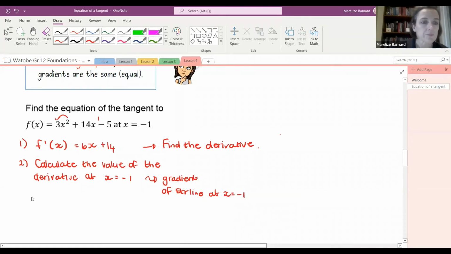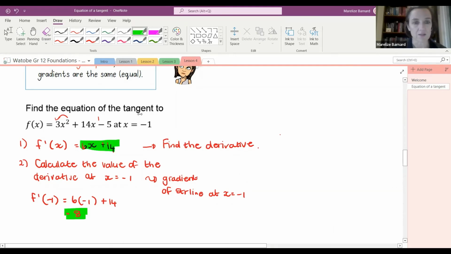Okay, so we sub in minus 1 into our derivative, and that gives us minus 6 plus 14, which is 8. Okay, so highlight things as we go, because that's going to be important. Highlight the important things that you calculate as we are going.